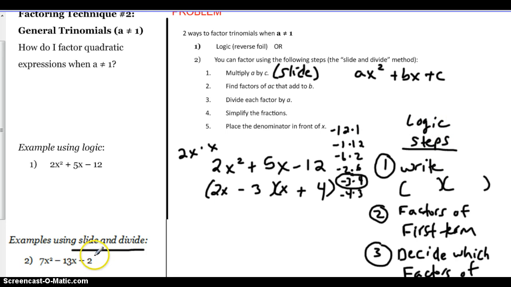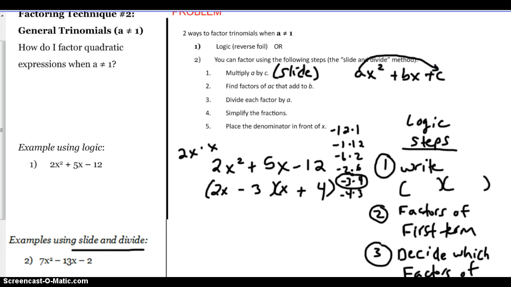So for our next 2 examples, I'm going to show the other method. Again, you can pick either of these methods to do any of the problems. For our method of slide and divide, the steps are listed here. Our first step is called the slide part, and we're multiplying a by c. What I mean is we're in standard form, and here's our a, the number in front of the x squared, which is going to get multiplied by our constant.